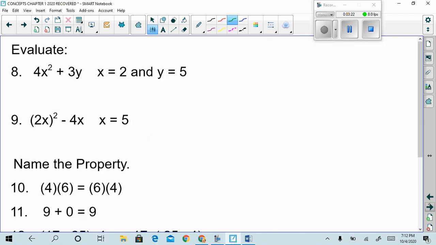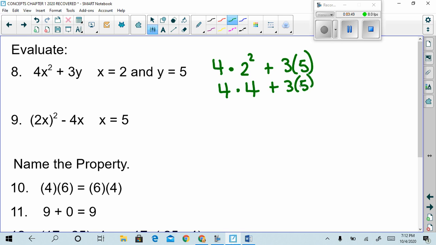We evaluate. So not only are we going to substitute in given values, but we will also practice our order of operations. This first one says 4 times x squared, and x is equal to 2, plus 3 times y, which is 5. I'll do my powers. 2 times 2 is 4. I'll bring everything else down. I go left to right. That will give me 16. 3 times 5 is 15. Add the 2 together, the last step, and that will give me 31.